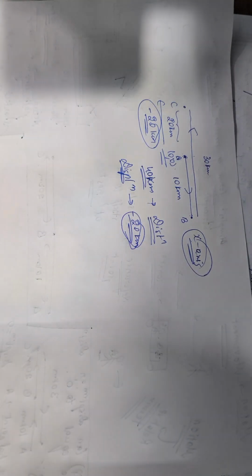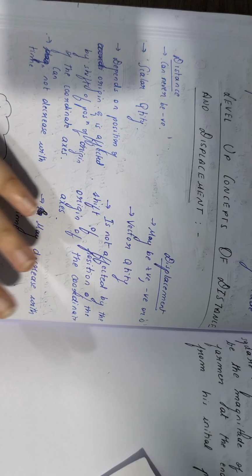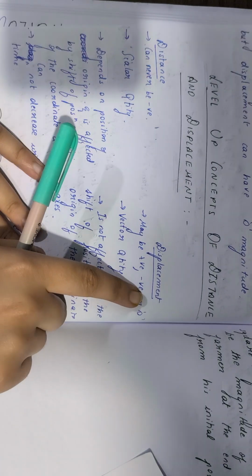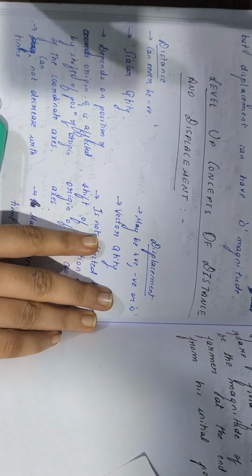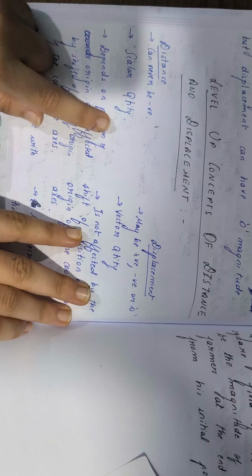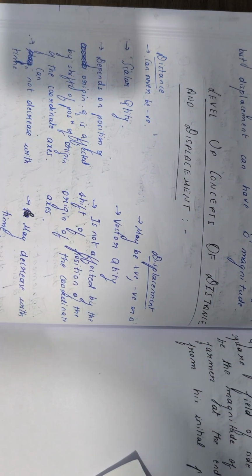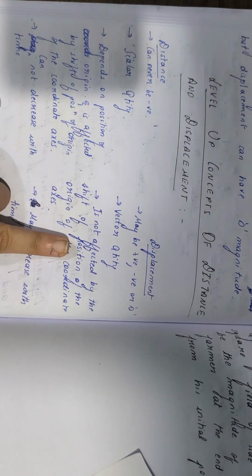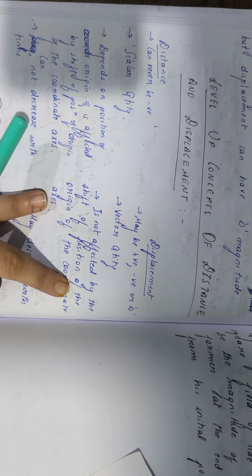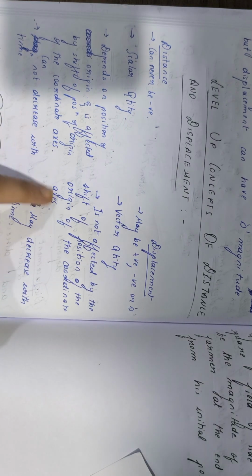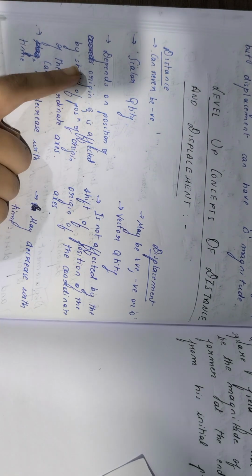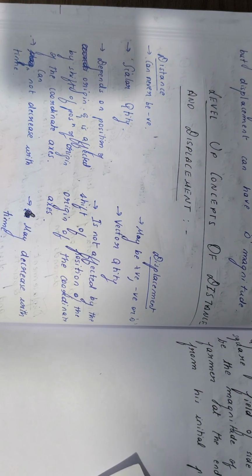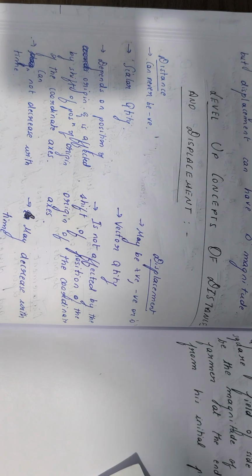Have you got the point here? So that is why displacement can be positive, negative or zero, but distance can never be negative. And you know, distance is a scalar quantity. Displacement is also a vector quantity. Now this is not affected by the shift of position of the origin of the coordinate axis. Distance depends on the position of origin and is affected by it.